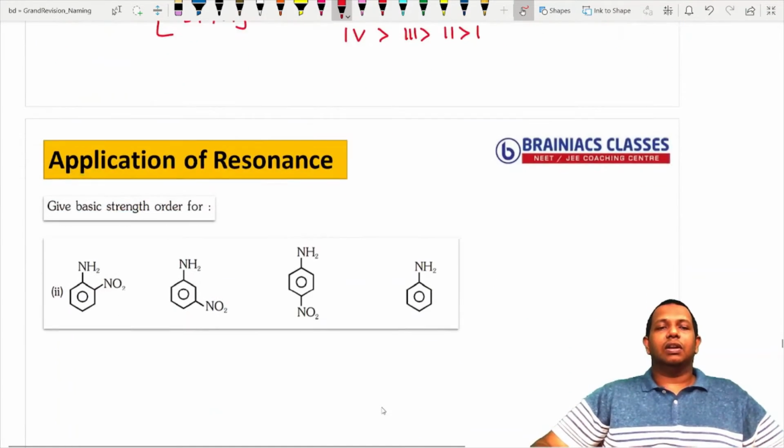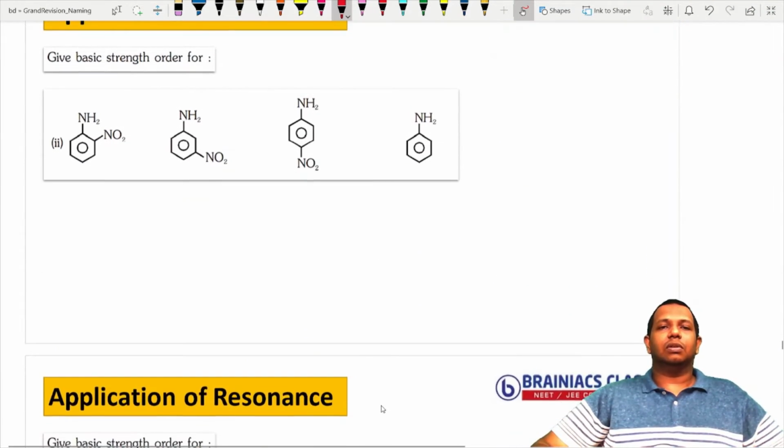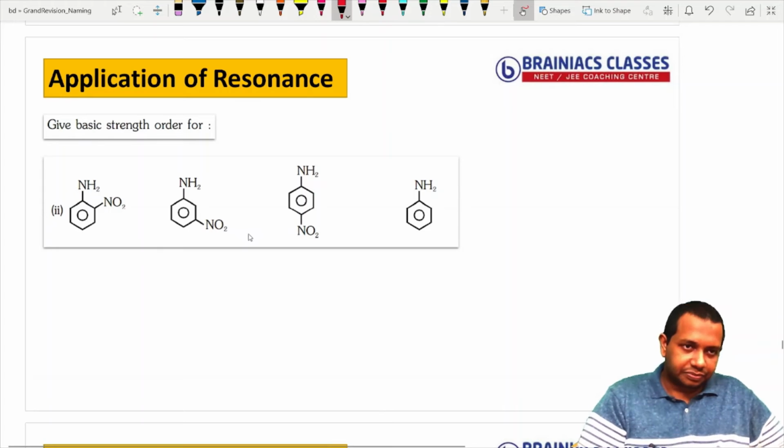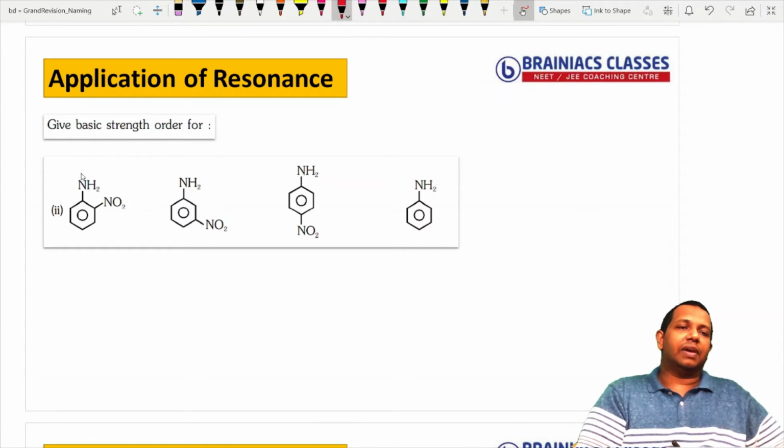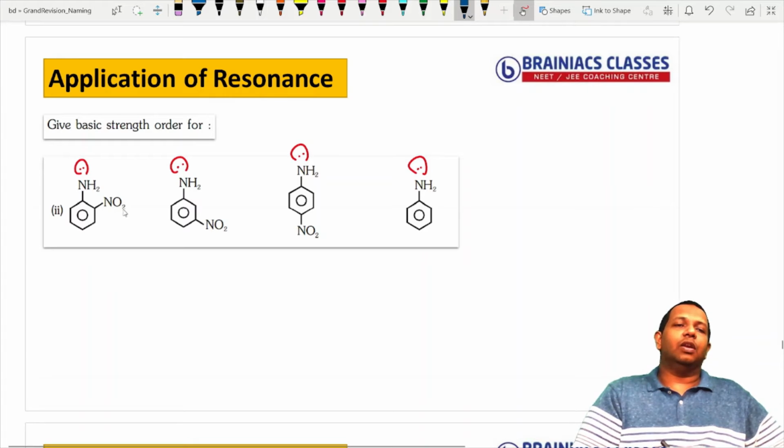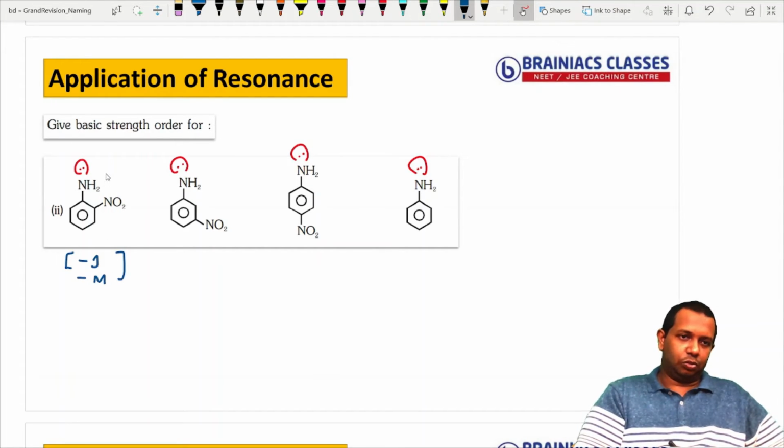Okay, now let's go to the next question. Do this question and tell me the answer. Here also aniline is present. You need to write it in decreasing order of basicity. So tell me what will be the expected order. Here the NO2 group is present at the ortho position. We know it has -I effect and -M effect. Through these two effects, it will attract the electron towards it, so this electron cannot be donated very easily. So it's a bad base.